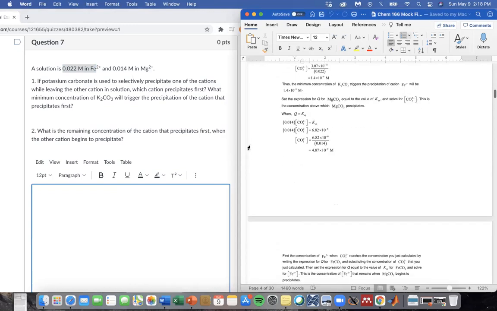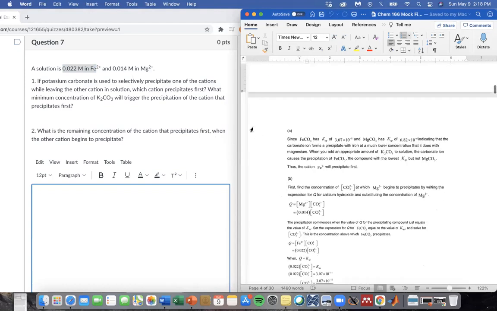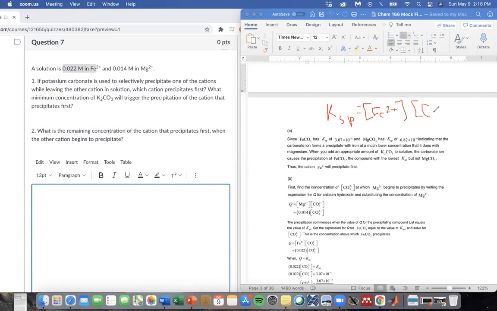Okay, so for this one, I don't know why I didn't have the solution for the first part. For the first part, you have your KSP equals Fe2 plus times CO3 2 minus. You plug in your KSP value as 3.07 times 10 to the negative 11. That would always be provided on an exam. I'm really sorry it's not here. Then you have your concentration of iron as 0.022 molar.